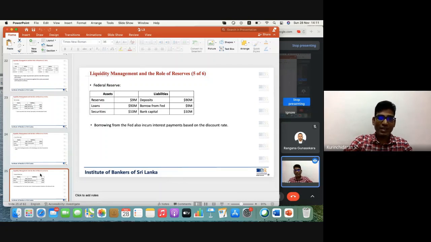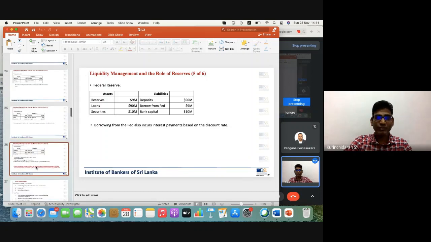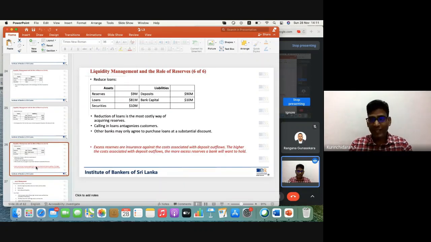So when it comes to liquidity management, you have to think about shortfall and plan for it, whether by borrowing, selling investments, or borrowing from the Federal Reserve. You have to have that plan. And then the final option, if you are running short of reserves, is to reduce the loan portfolio. If you see this, liabilities are as they are, deposits 90 million and bank capital 10 million. Now you need to have 9 million in reserves. What you can do is reduce the loans by 9 million.